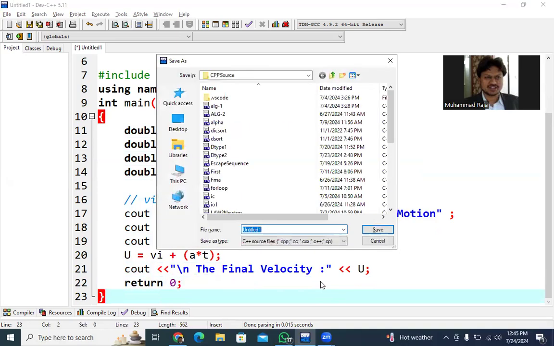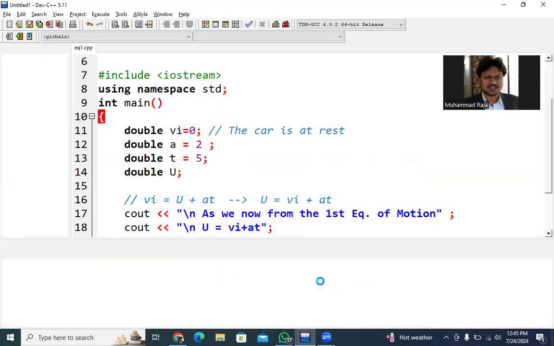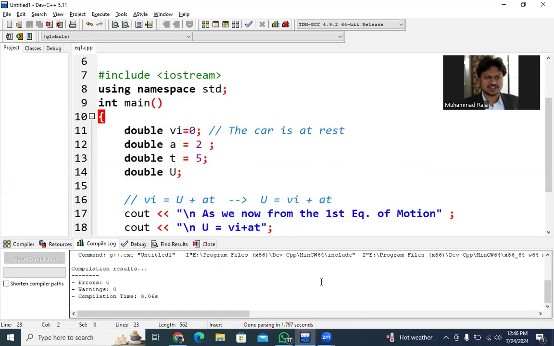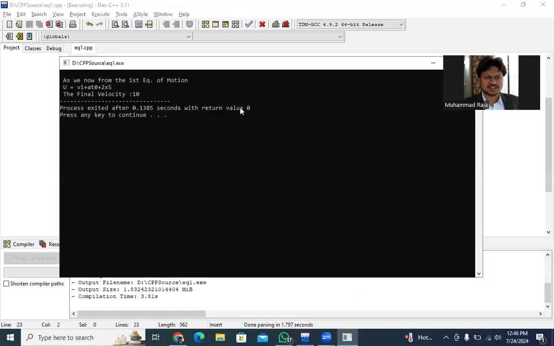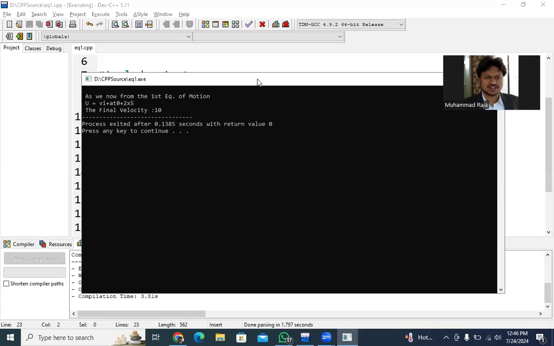So we save it as first equation of motion, equal 1. Now let's see if we have any typing errors. No, sir, it's 0 errors, 0 warnings. So let's run it, to check out the display. So here you got the complete numerical solved.